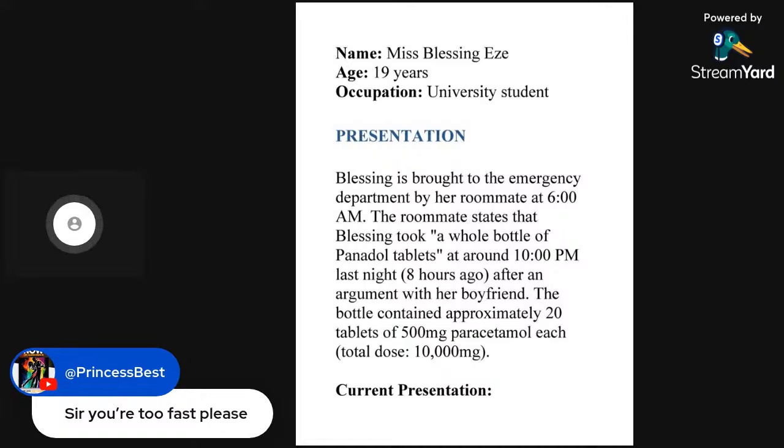Where were we? Blessing is brought to the emergency department by her roommate at 6 a.m. Now, class, when you see 6 a.m., there are so many details. When you look at the case study, your mind should be broad. There's a high chance that this problem started the previous night. So there's already a 12-hour gap. Maybe it started by 5 p.m. yesterday evening, or by 9 p.m. at night. They could not come to the hospital because it was dark. They were trying to manage it, giving oil. I know people usually engage in self-care, but they eventually bring patients to the hospital.